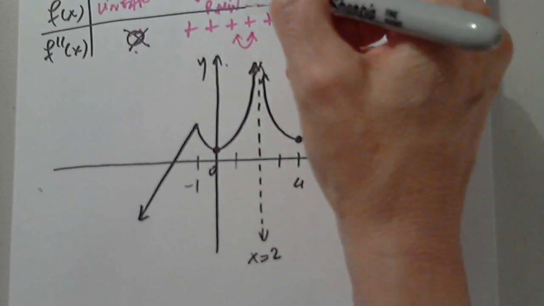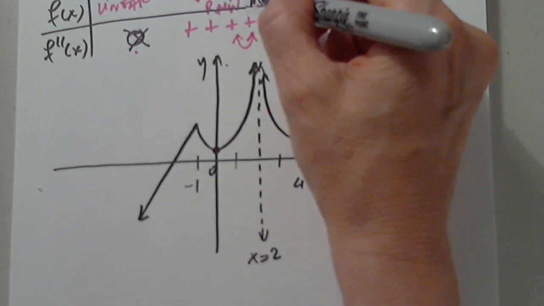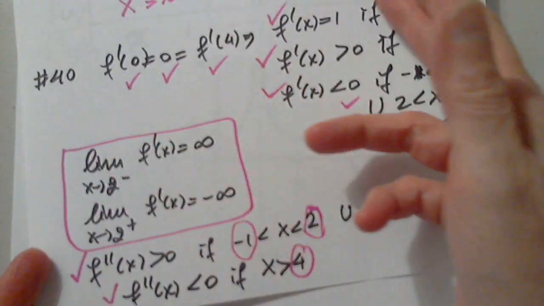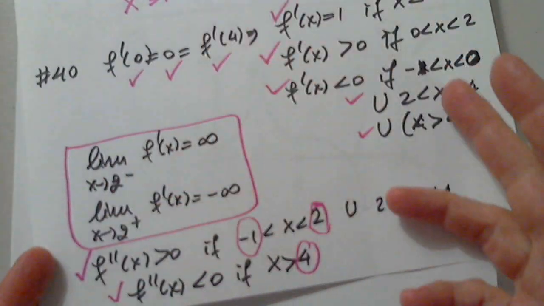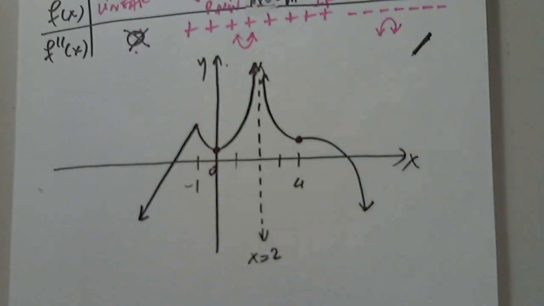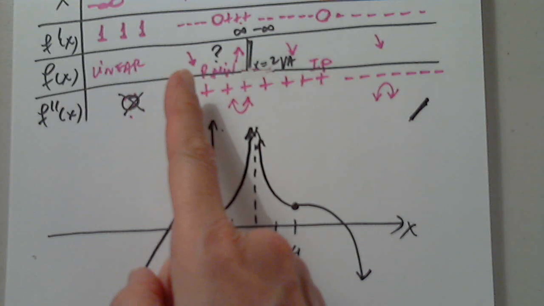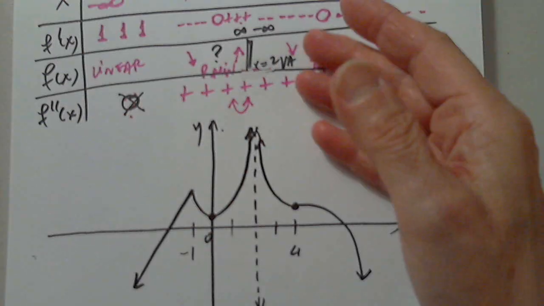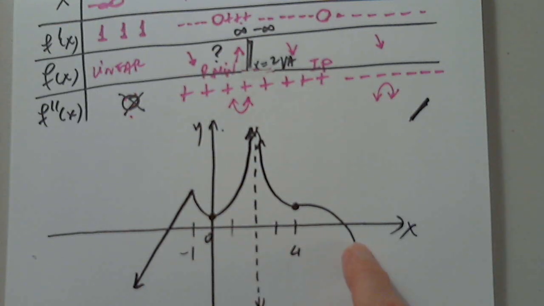So x equals 2 is a vertical asymptote. I hope you understand and you agree with me that this is impossible. Impossible. I hope you agree. Now, dissecting and analyzing each and every item and putting it in the table helped us come up with this.